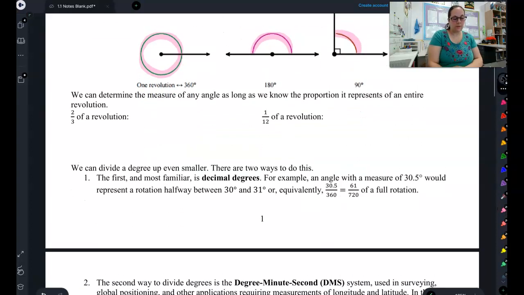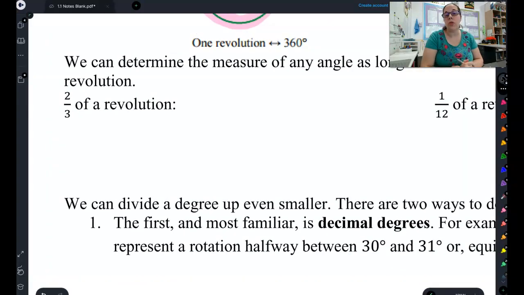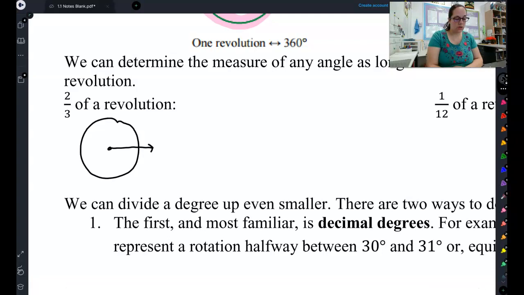So let's figure this out. Let's say I wanted to know what 2/3 of a circle was. How many degrees are in 2/3 of a circle? So I have my circle here. I'm going to start right there. And I don't want the whole circle. I want 2/3 of the circle. So about there-ish. That's how much of a revolution I want. But I want to know exactly how many degrees that is.